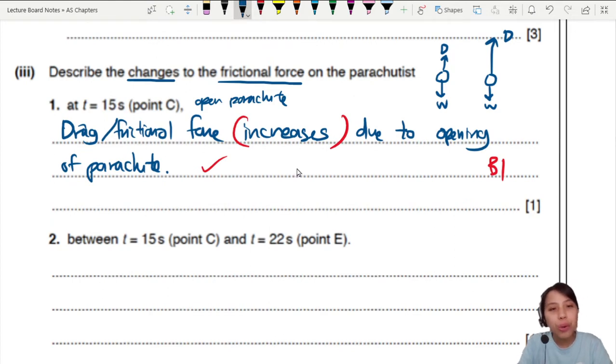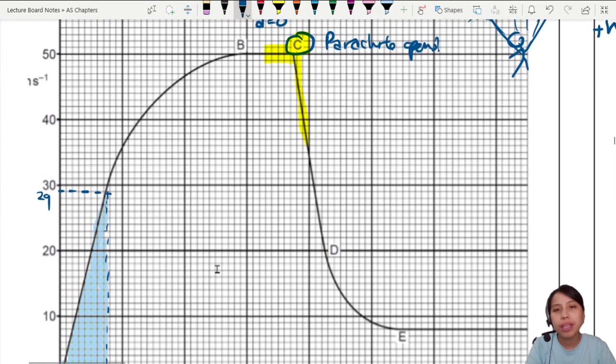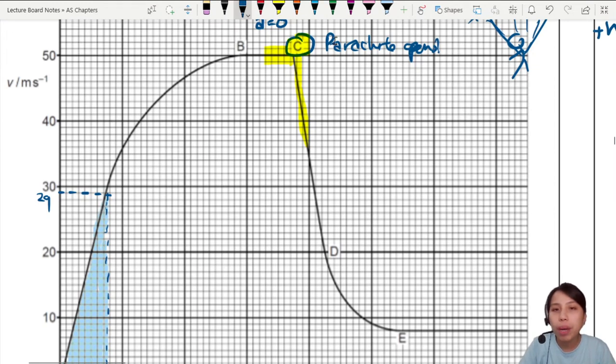Then they ask you, what are the changes, once again, between point C and point E? Point C and point E. Okay, we got to go back here. So point C is when you open the parachute. Now we want to say from C onwards to somewhere C, D, E. This entire journey here. What happened to the drag force?